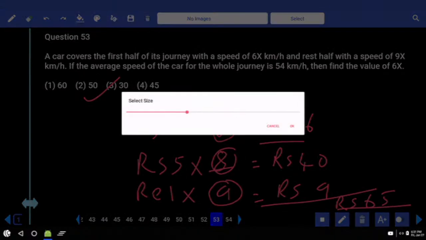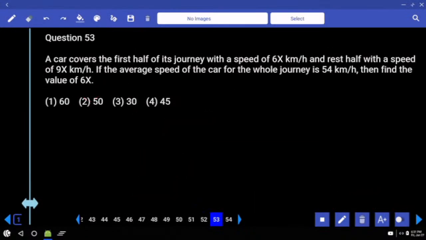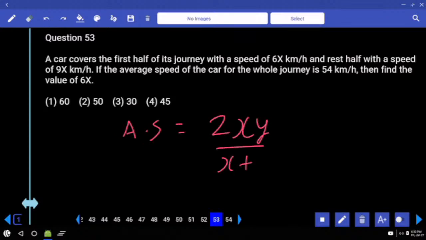This is again an easier question only. A car covers the first half of its journey with a speed of 6x kilometers per hour and the rest half with a speed of 9x kilometers per hour. Now, what does it mean actually? First half of the journey at 6x kilometers per hour, the rest half at another speed. That means he's traveling equal distances. Yes or no? So whenever you see this, the first point that should come to your mind is that average speed is given by the formula 2xy by x plus y, whenever distances are equal. Now the average speed of the car for the whole journey is 54 kilometers per hour. Find the value of 6x.